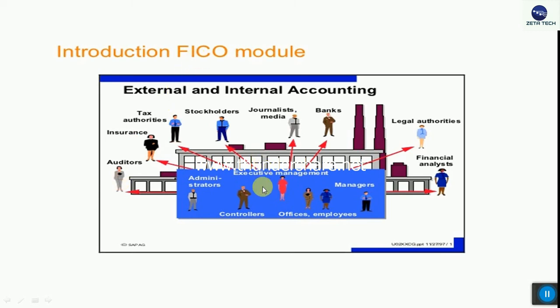Another is the CO module. What is the CO module? This is the controlling module, which handles internal affairs. What are internal affairs? Internal affairs means salaries, employees, and if any company generates production, the production costing is maintained by the controlling department, the controllers, and the administrative office. This type of internal affair is controlled by one module, called the CO module, the control module.